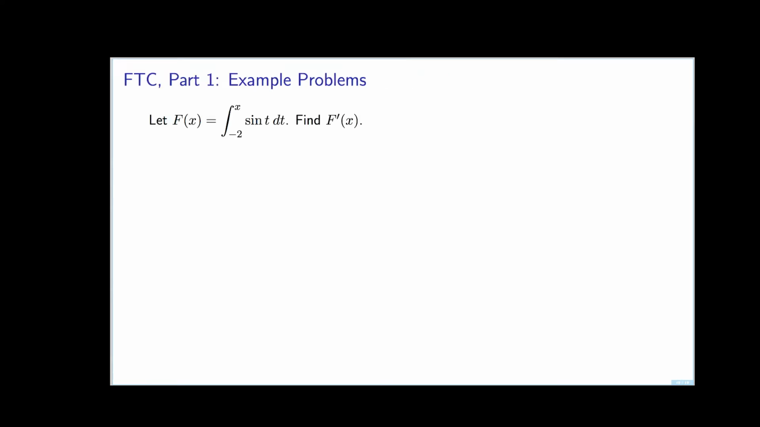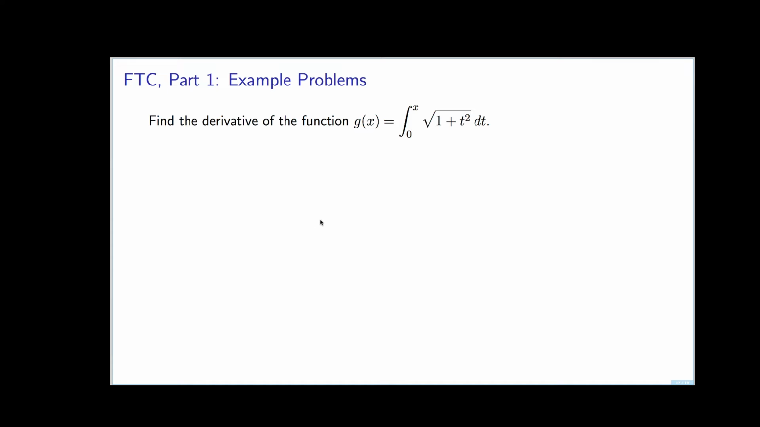So let's do a few examples. Here we have capital F of x is the integral from -2, so a constant, to x of sine of t dt. So this fits our theorem. So our derivative is equal to our inside function, so the sine function, evaluated at our variable x. So we get sine of x for our derivative.